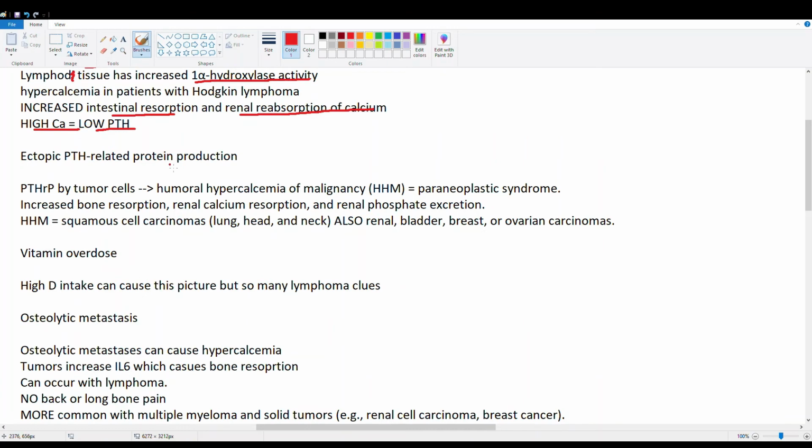Ectopic PTH production. So PTH-related protein, or PTHrP, is produced in cancers, and it's another cause of hypercalcemia in cancers. Tumor cells produce this PTHrP, and it's also known as humoral hypercalcemia of malignancy. It's a paraneoplastic syndrome, so it's associated with cancer, and it increases bone resorption. PTHrP essentially acts like PTH, but if we were to do a lab to detect the PTH level, it wouldn't be appropriate because PTHrP is not the same as PTH, especially in lab detections.